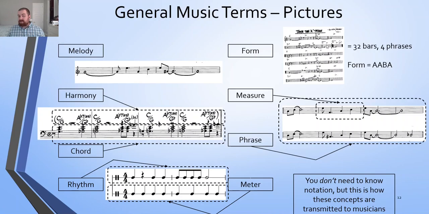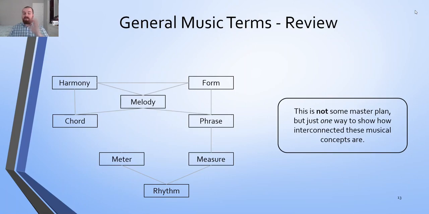You may still be a little bit confused, and that's totally okay because there's a lot of information all at once here. This isn't about reading notation, it's about the concept. This is a graph that is by no means comprehensive and is by no means the only way. This is one way to show how interconnected these concepts are. Rhythm is related to meter, but also related to the number of beats in a measure. In fact, meter could probably have a line over here too.